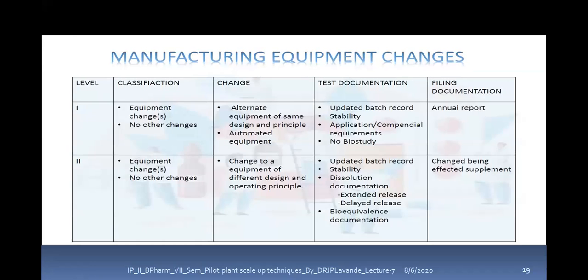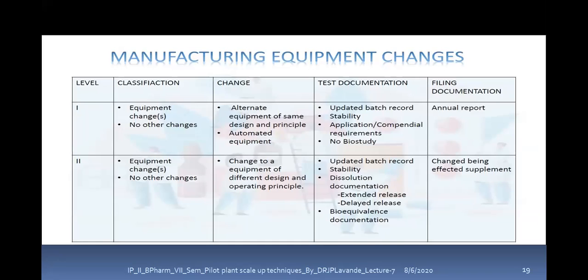So the changes in relation to the two different levels, level 1 and level 2, are classified based on equipment changes and no other changes, along with the changes that are permitted, the documentation required, and the filing time. If it is level 1, which requires an equipment change, the change that is important here is the one associated with alternate equipment of the same design and principle, and automated equipment. These fall under level 1.